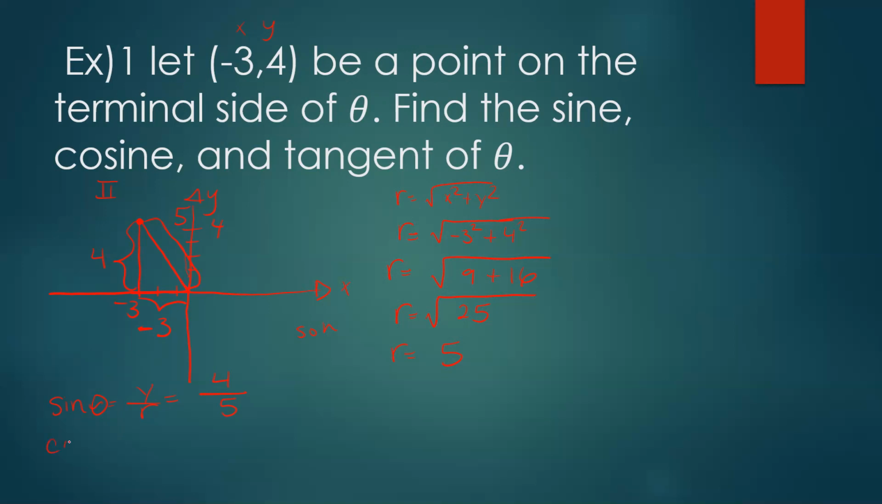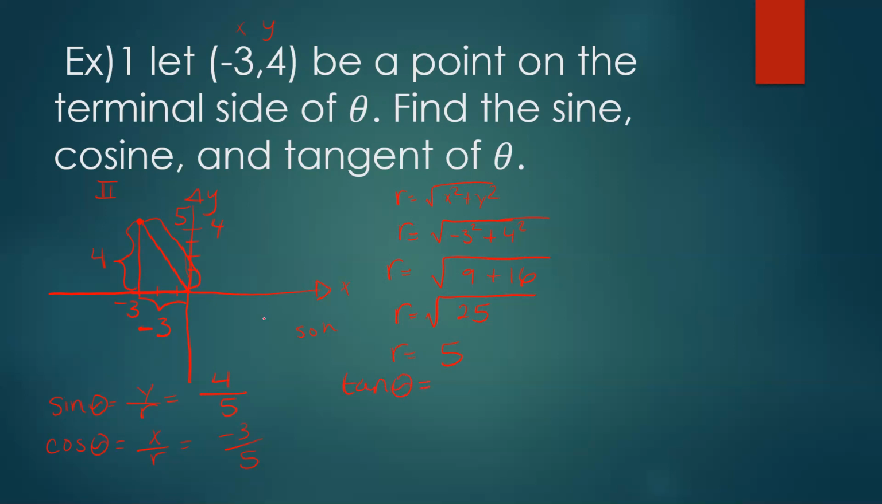Now let's find cosine theta. Cosine theta is x over radius. My x value is -3, and my radius value is 5. So cosine is -3/5. And the last one they want us to find is tan theta.